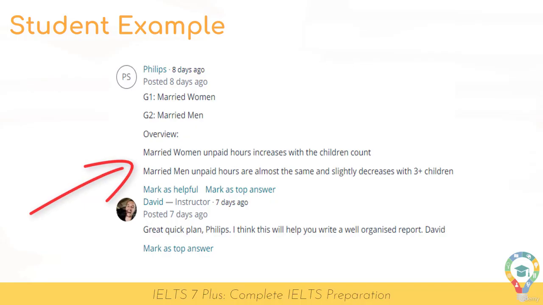Okay, so I'm still thinking of employment and people having children. And the next part, married men, unpaid hours are almost the same and slightly decreases with 3 plus children. So I'm definitely starting to think that the data is showing something about work and children. And of course, underneath the plan, you can see my response. If you would like to pause the video and have another read, then please do. But I'm going to move on to taking a look at the data given to the student.